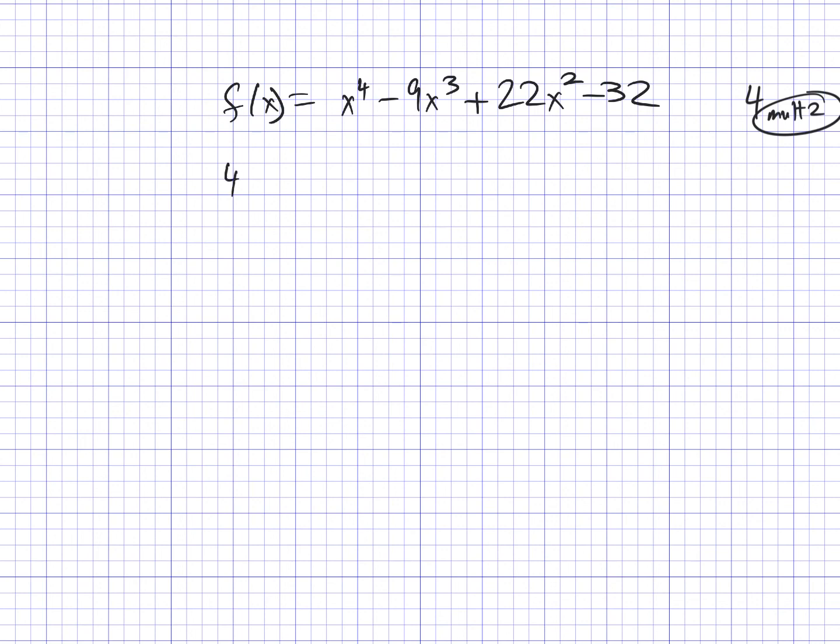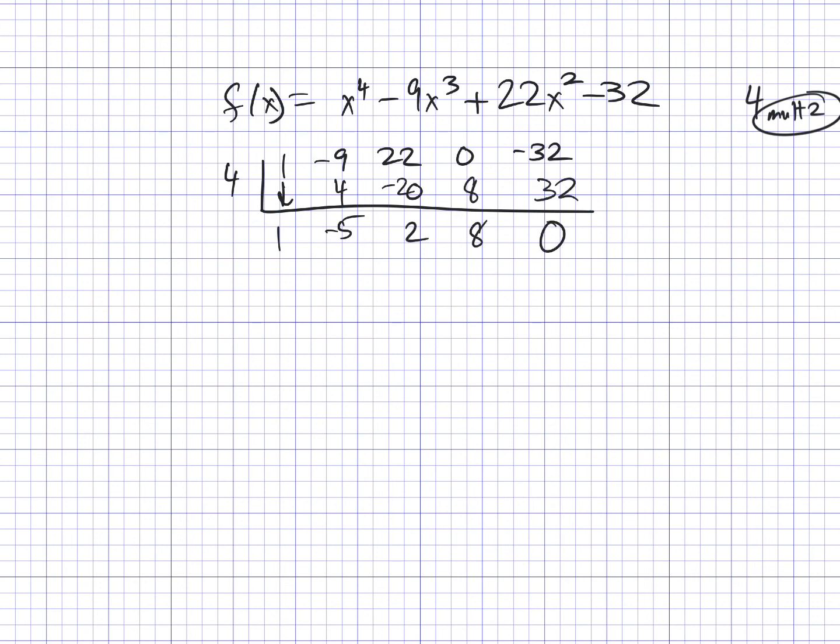All right. 1, -9, 22. You forgot 0. Drop it down, multiply, add. Multiply, add. Multiply, add. So yes, it did work. If you didn't get a 0, then you did it wrong, obviously.